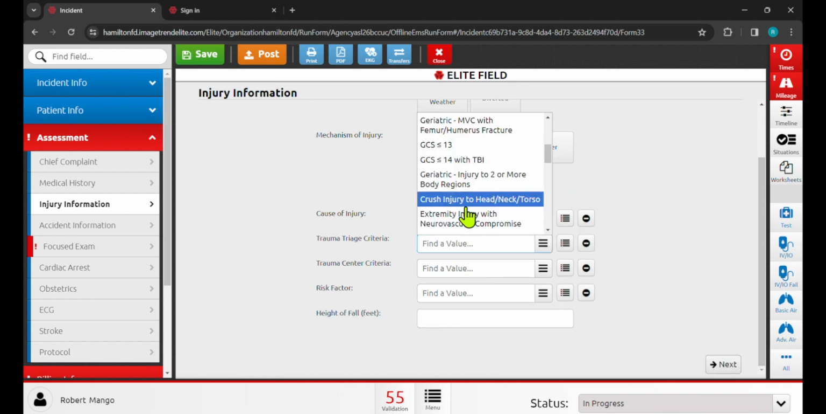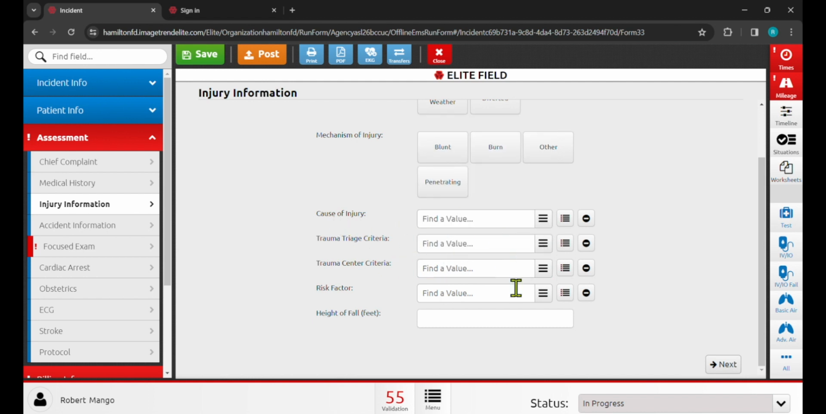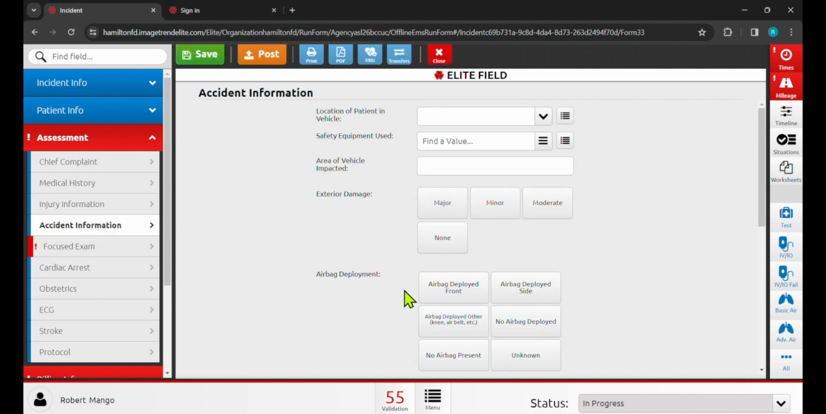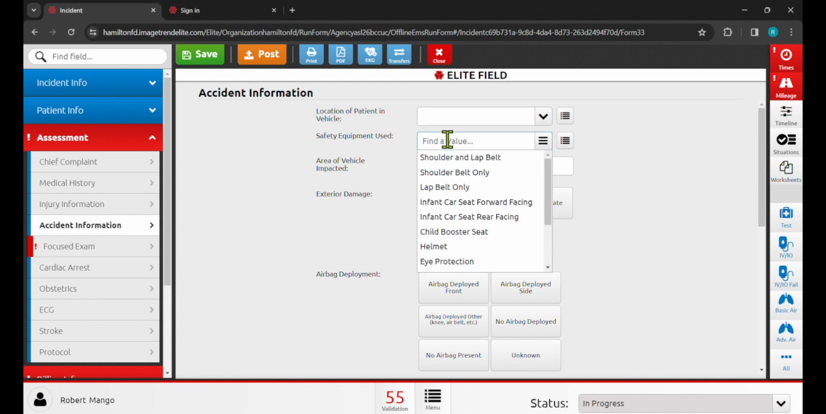And then your trauma triage criteria. And we can talk about that more in personal training. Accident information. This is good information. It is, in my opinion, probably underutilized. We do not require it, but again, a very good tool when you have an auto accident. You can say, where was this patient in the car? What were they using as safety equipment?